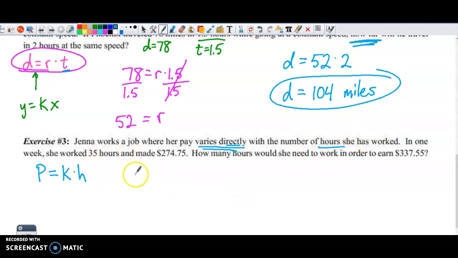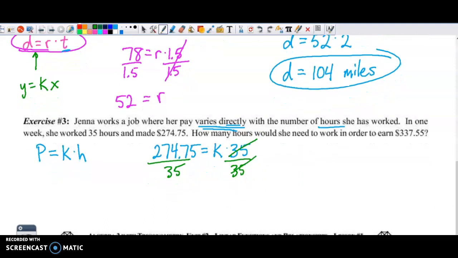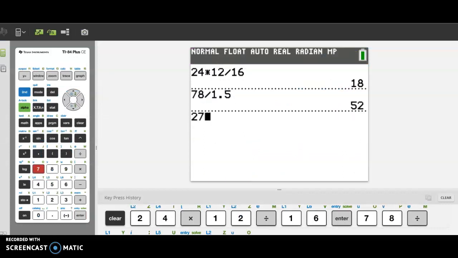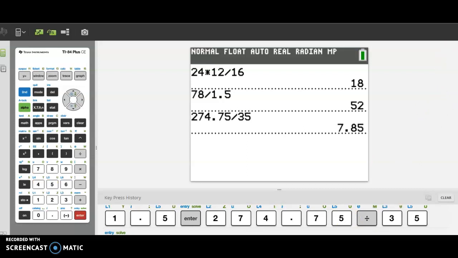So in the first situation, you could look at that and say her pay was $274.75. You don't know the constant of variation. You don't know how much she gets paid per hour. But if she works for 35 hours, you can replace the h with 35. So you can solve for her hourly wage, hourly pay, by dividing that 35 over. And again, I expect you to use a calculator. That's a tough problem to know 274.75 divided by 35 in your head, but that's 7.85.